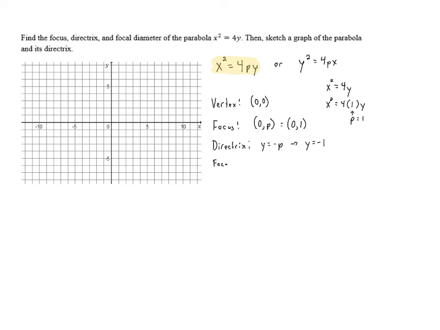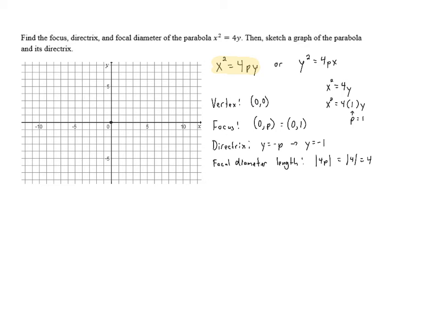And we know that the focal diameter has length given by the absolute value of 4p. And remember, 4p is the coefficient on the y, and so in this case, that's just 4. We could also calculate it by taking 4 times 1, but either way, 4 times 1 is 4, and the absolute value of 4 is 4. And so we're going to be able to use all of this information to sketch the graph of the parabola.